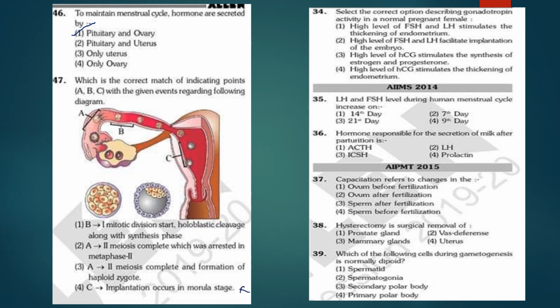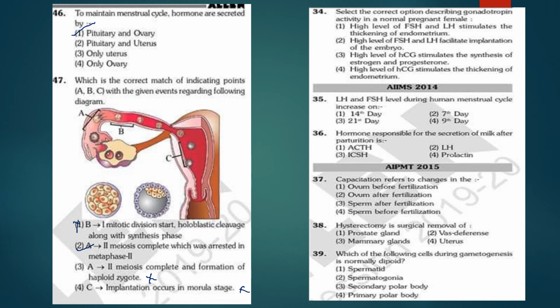And A: second meiosis complete and formation of haploid zygote. No, meiosis 2 is not complete there. The cell cycle is being arrested in metaphase 2. So here the correct option is the second one. B: first mitotic division starts. No, there is no starting of mitotic divisions.